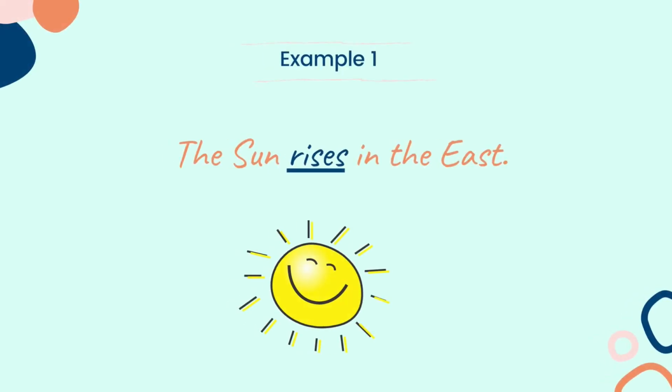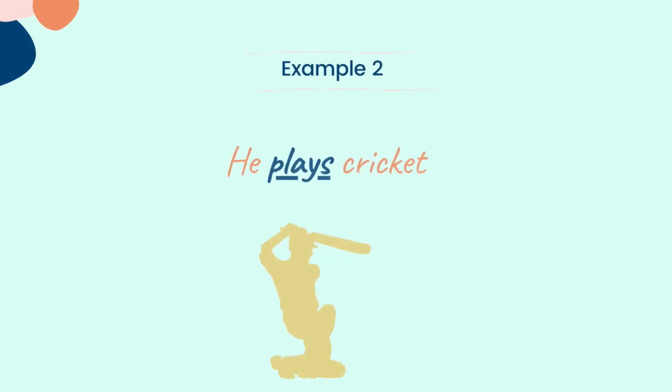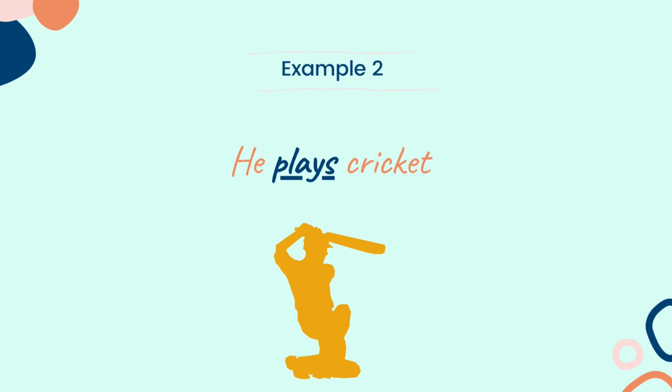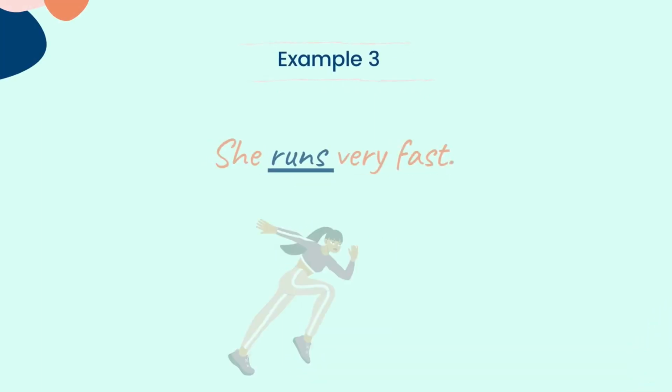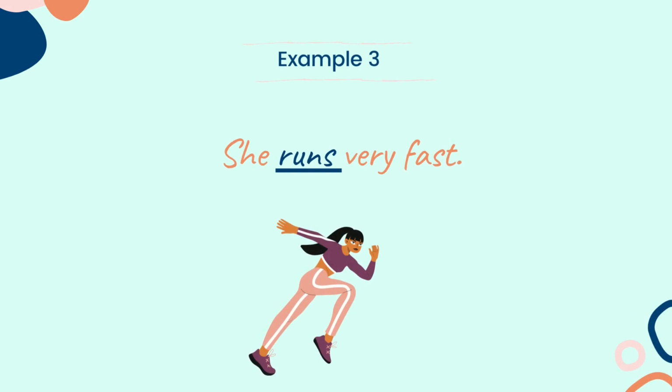Let's look into some examples of them. The sun rises in the east. Here, what action does sun perform? It is of rising. So, rises is an action verb. He plays cricket. Here, what action does he perform? It is of playing. So, plays is an action verb. She runs very fast. Here, what action does she perform? It is of running. So, runs is an action verb. So, these were the examples of action verb.